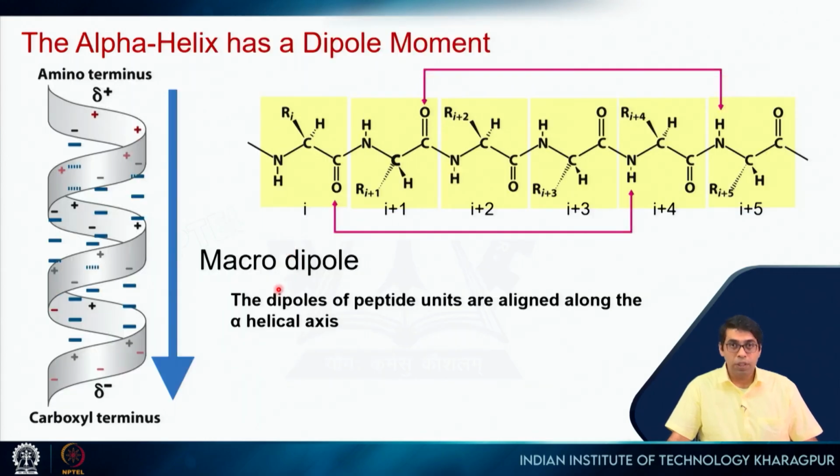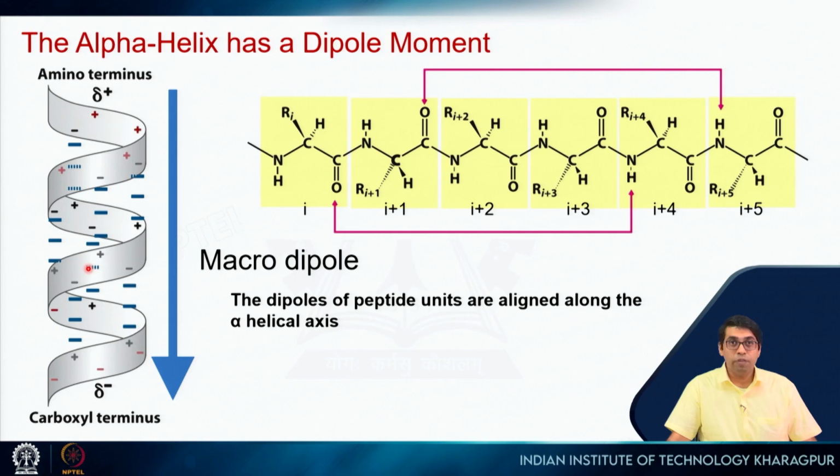So what is the consequence of this orientation of the amide and the CO groups? All the amide groups are pointed up and all the CO groups are pointed down. We can think of this amide group as a small dipole. Nitrogen will have a partial negative charge, hydrogen will have a partial positive charge, so negative, positive pointing in this direction. Similarly, oxygen will have a partial negative charge and carbon will have a partial positive charge. So it is also oriented in the same direction. Within the helix, all these partial negative and positive charges can cancel out each other.